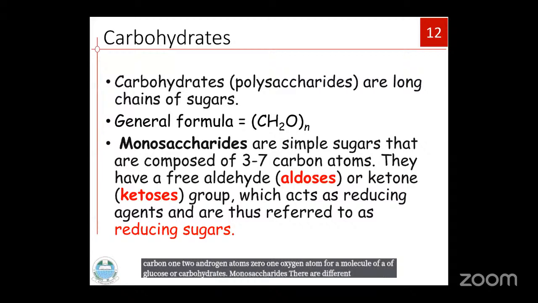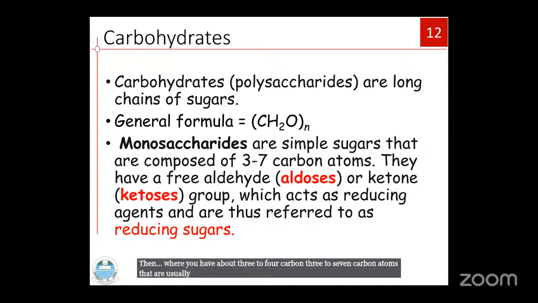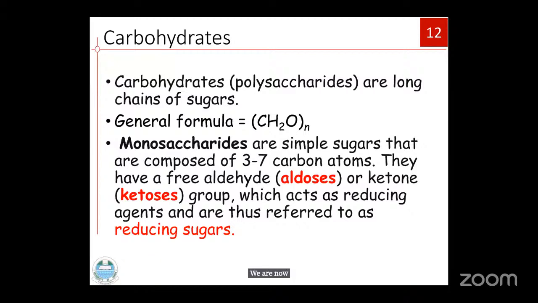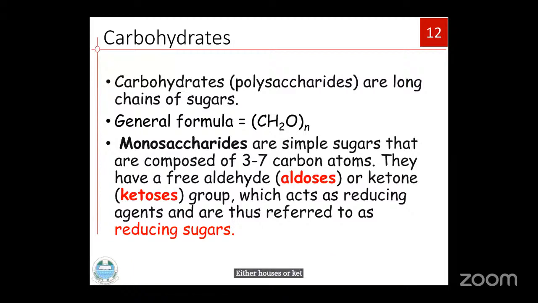We have the monosaccharides. They are simple sugars that are made up of about 3 to 7 carbon atoms. Please note that we said biomolecules are made up of carbon. When you have about 3 to 7 carbon atoms, they are usually monosaccharides. We are not saying 3 to 7 monomers or 3 to 7 glucose molecules. We are saying when the number of carbon atoms in them is about 3 to 7, they are monosaccharides, and they are either aldoses or ketoses, depending on the functional groups that are attached to them.